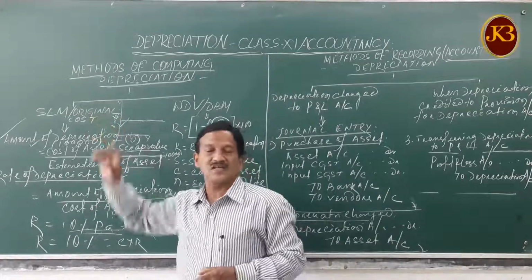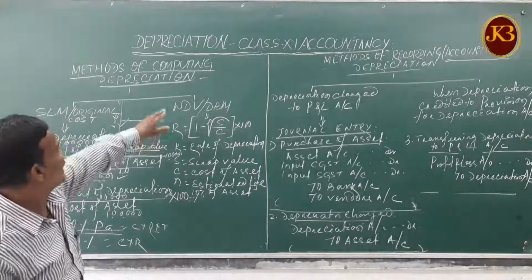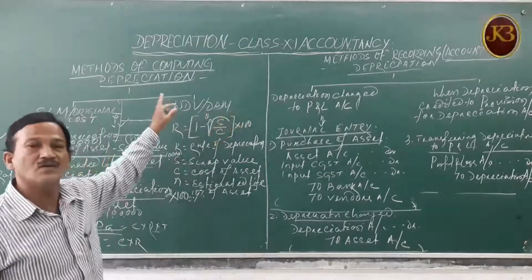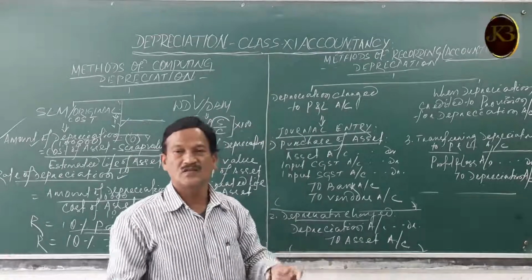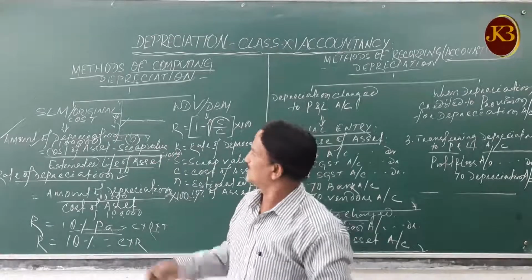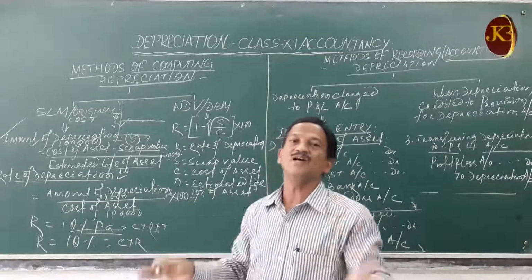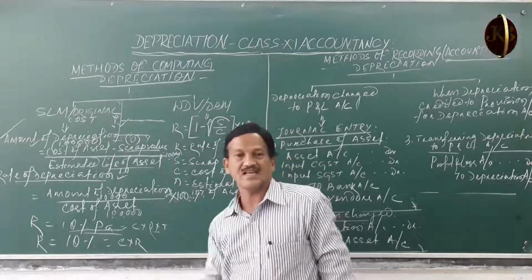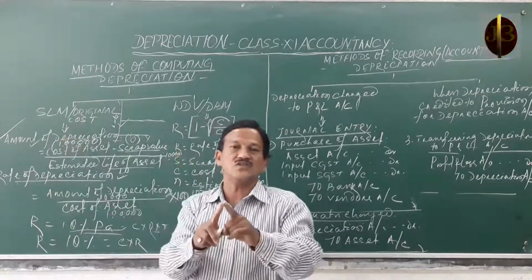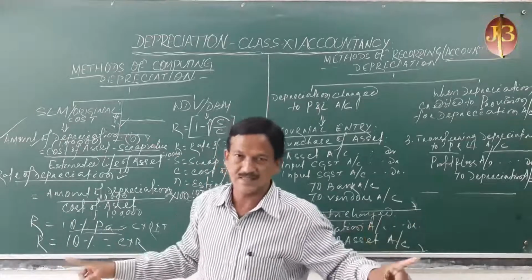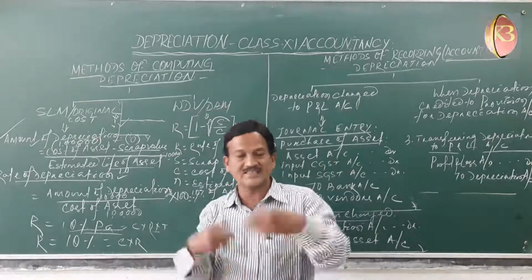So that is the first, the straight line method, and the second one is the written down value method. Written down value method is also called the diminishing balance method, or the reducing balance method, or the reducing installment method. The amount of depreciation changes every year. Under the straight line method the amount of depreciation is constant, fixed, no changes. But under the written down value method, the amount of depreciation changes every year.